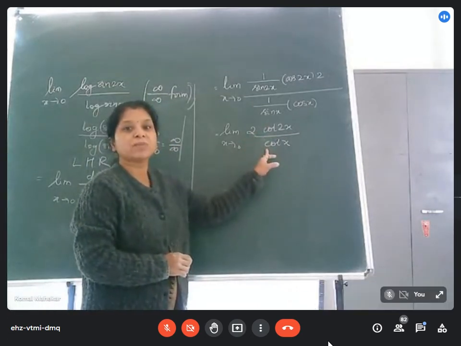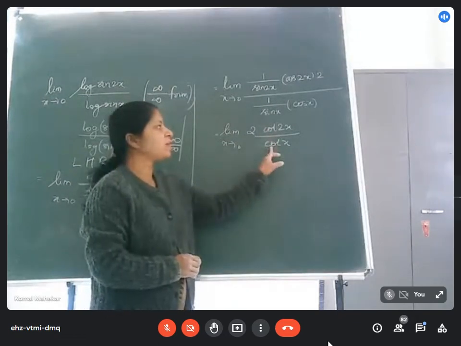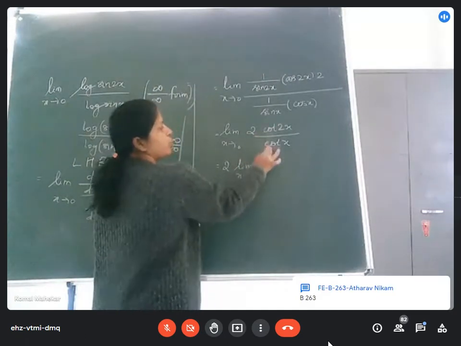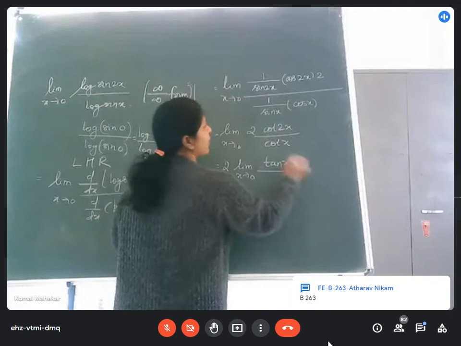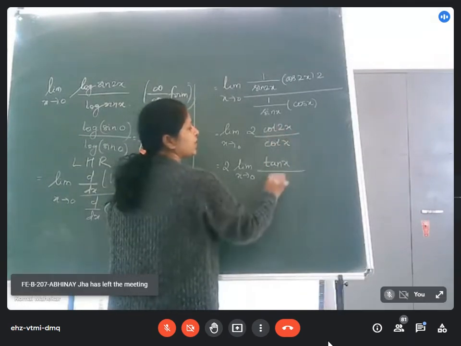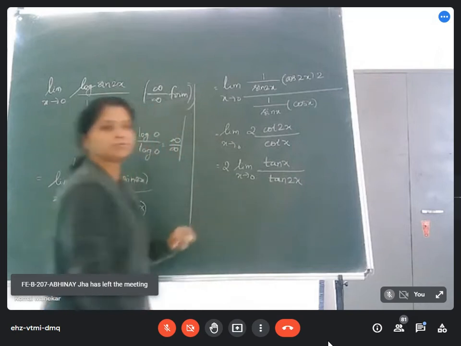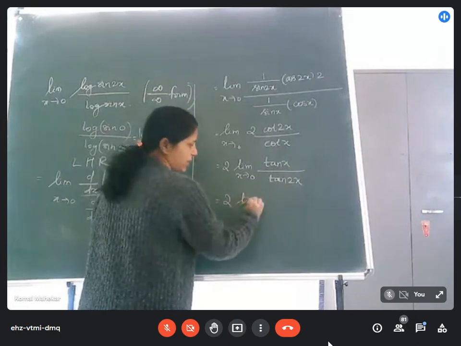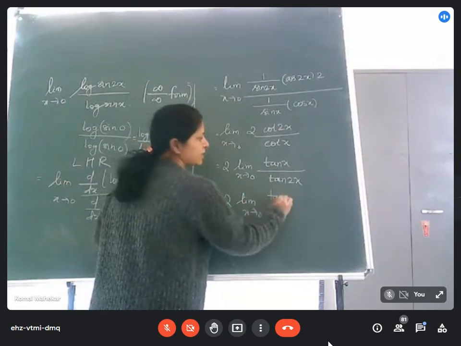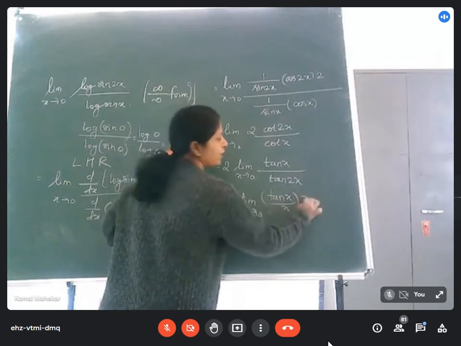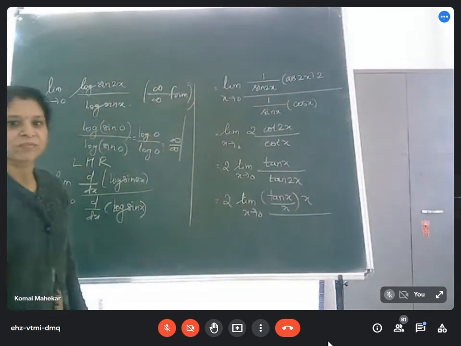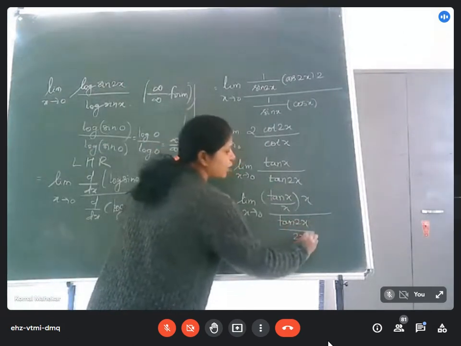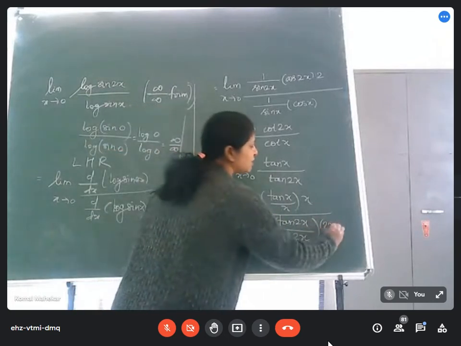Now this is 2 cot 2x upon cot x. 1 upon cot is nothing but tan. So this can be written as 2 into limit x tends to 0 of tan x divided by tan 2x. Now to find this limit, we will write tan x upon x into x, multiplying and dividing by x. Similarly, for tan 2x, multiply and divide by 2x.